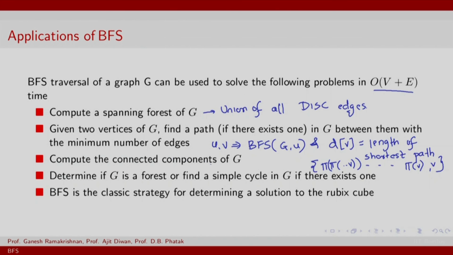To compute the connected components of G, recall that we iterated over all the vertices V, and for each vertex V that was yet unexplored, we invoked BFS. So the number of connected components is basically the number of vertices V for which BFS rooted at V was invoked.